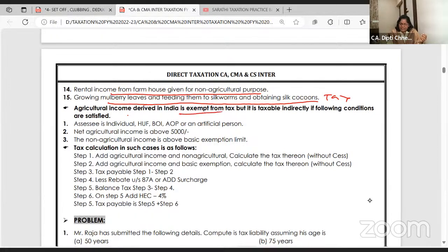Agricultural income derived in India is exempt under section 10(1). The constitution doesn't have power to tax it. Indirectly, it is taxable subject to 3 conditions. The assessee is an individual, HUF, AOP, or BOI. Agricultural income is above 5,000. I'll make you write this in the workbook.